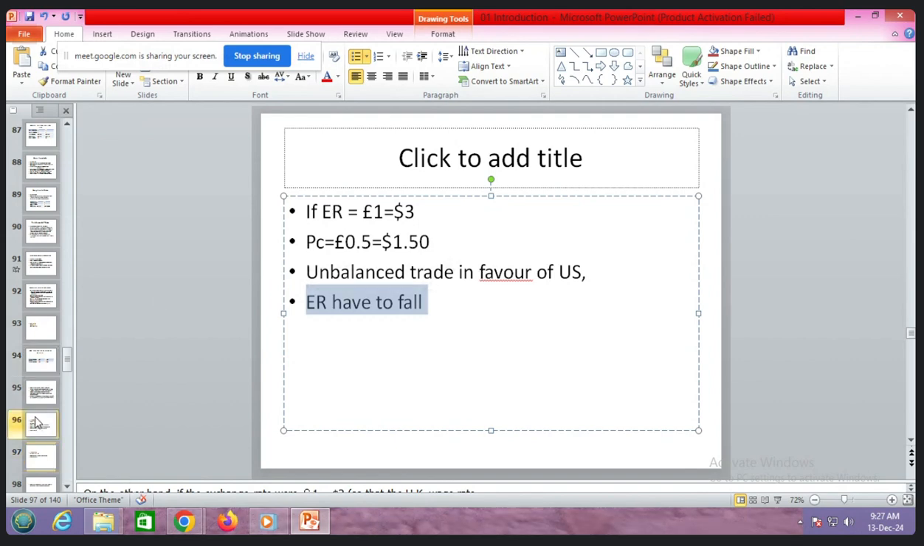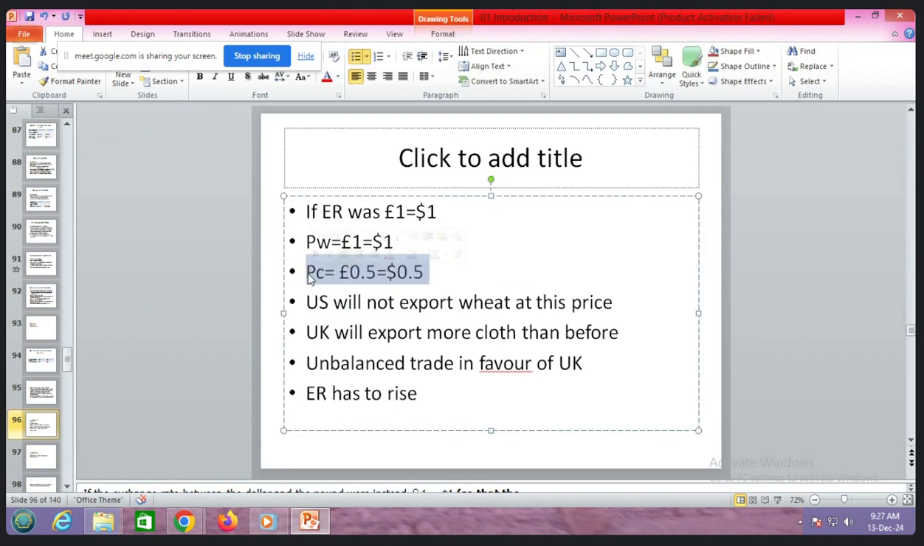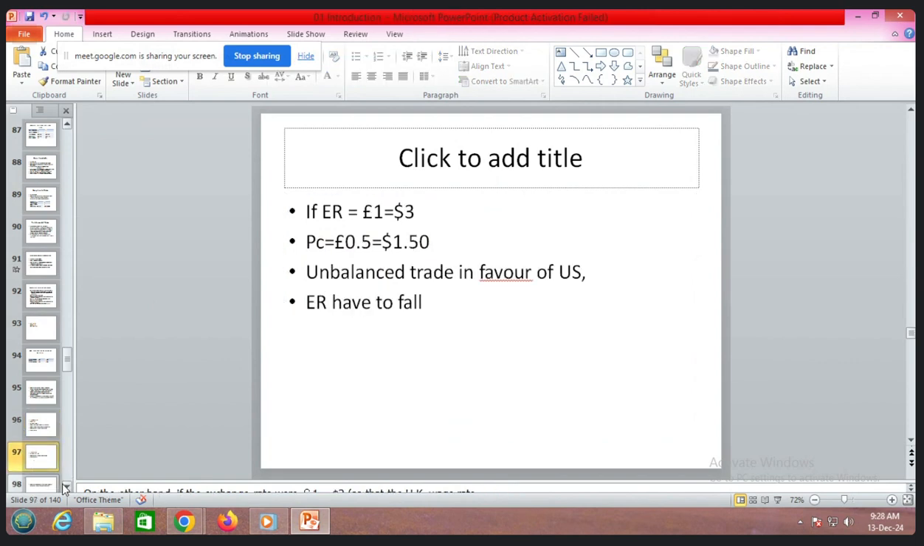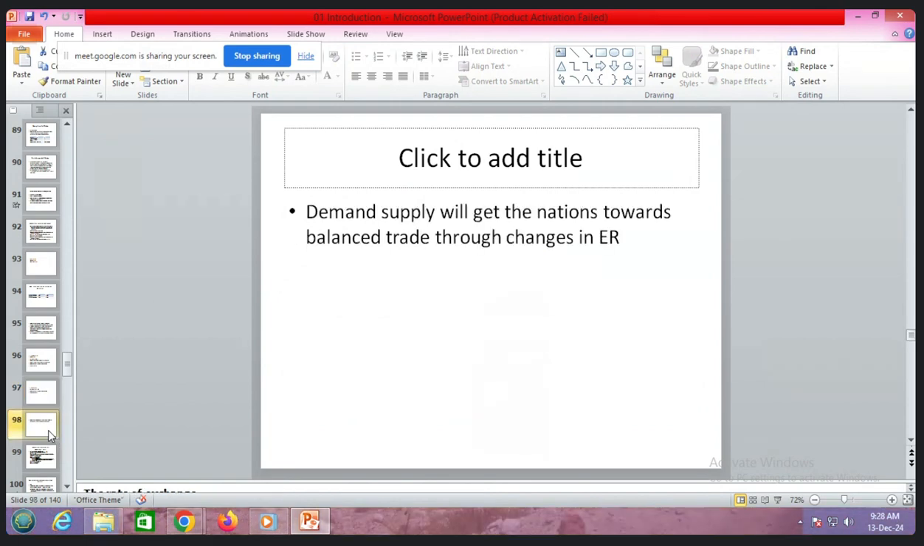And in the previous case, you found that the price of cloth is very low. So there is going to be very high demand for the cloth, and therefore the exchange rate is going to increase.